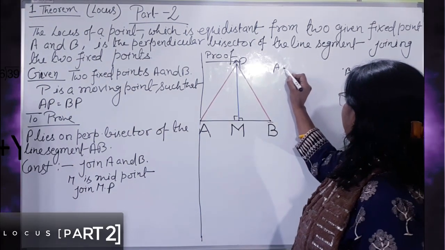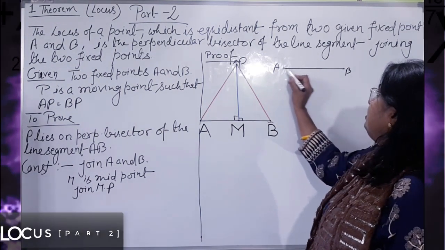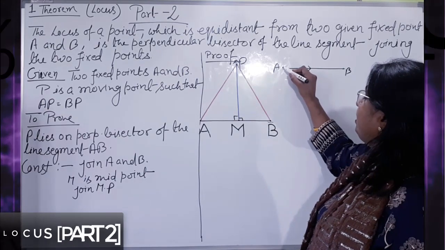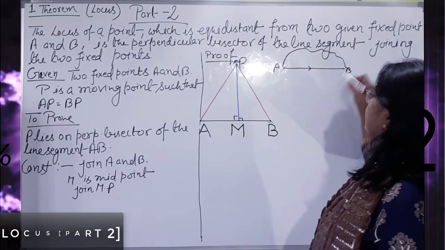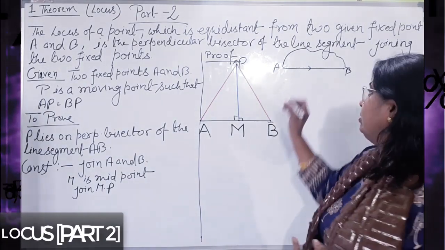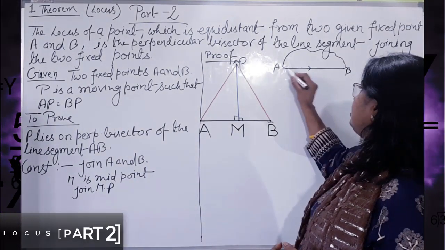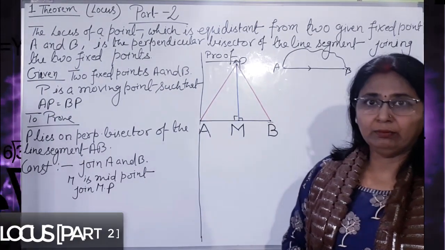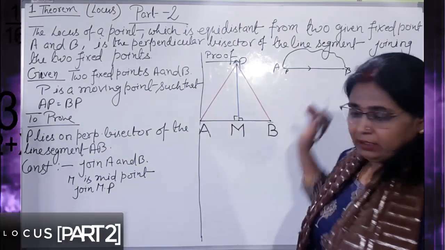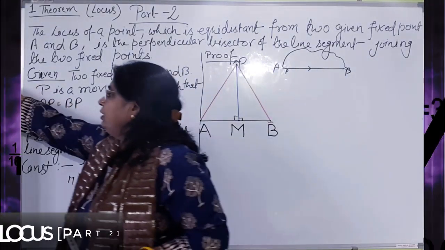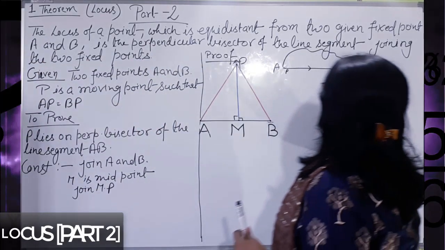So joining AB straight, it is the locus. If I join AB any other way, that is not the locus. Under the geometrical condition of shortest distance of AB, this one is the locus of moving point P. In this way I explained everything in my previous video, and today I am going to start part 2.